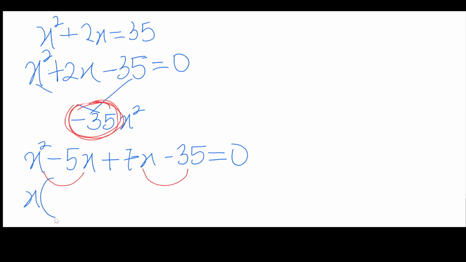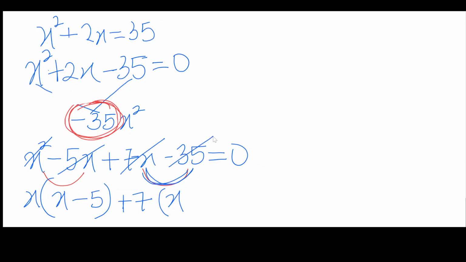So we have x, then into bracket, x in x squared, as I have here, is going to be x. Then x in negative 5x is going to give us minus 5, of course. Then here, 7 is common. So I'm going to be having plus 7, then into bracket, 7 in 7x, as I have here, is going to give me x, and 7 in negative 35 here is going to give me negative 5, all equal to 0.